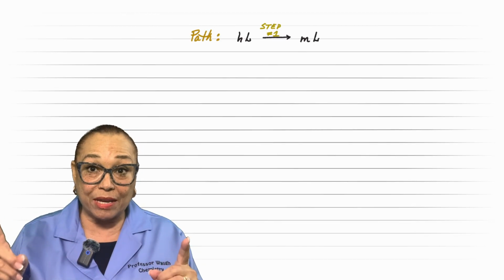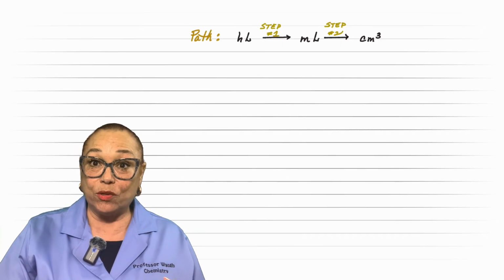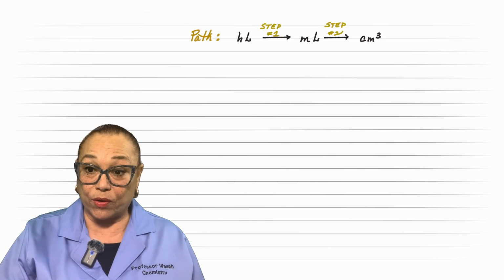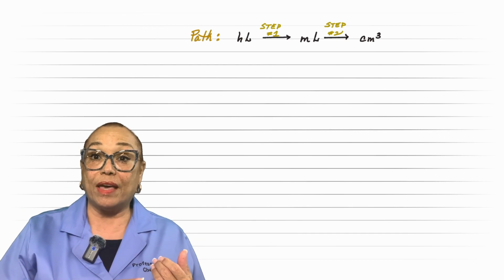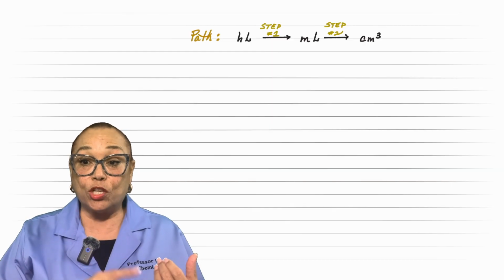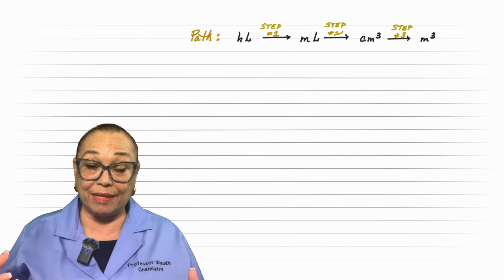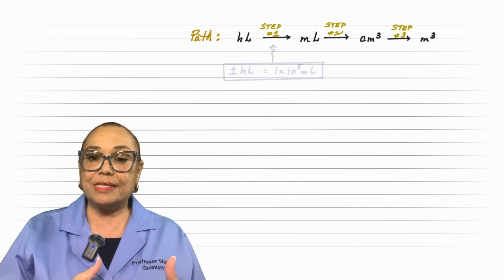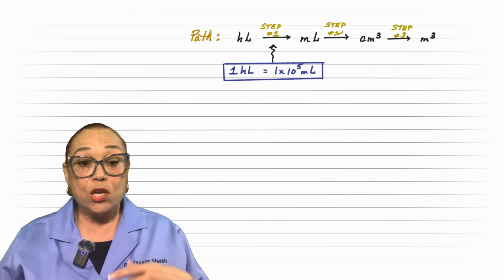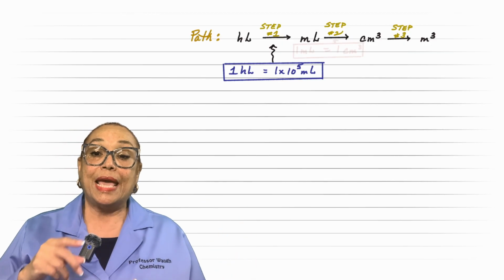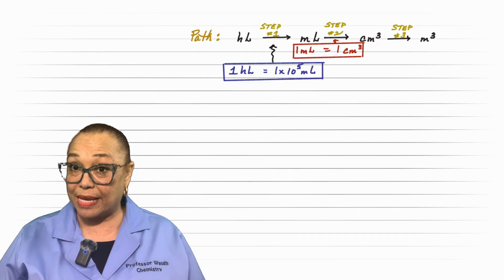Then we're going to use that definition I told you I want you to memorize, a milliliter to a cubic centimeter. And then we can do the same thing we just did with volume and go from a cubic centimeter to a cubic meter, where we cube our length definition. So as you can see, 1 hectoliter is equal to 1 times 10 to the 5th milliliters. You should know how to do that. And then 1 milliliter is the same thing as 1 cubic centimeter. That'll be the second step.